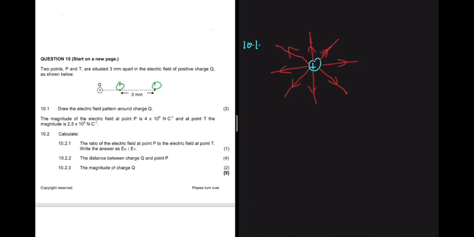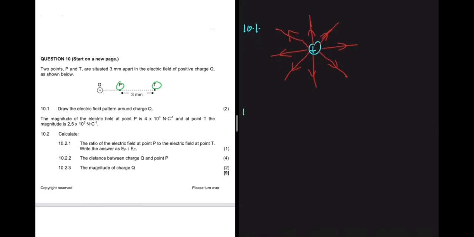So we are told now that the magnitude of the electric field at point P is 4 times 10 to the power 6 newtons per coulomb. For the sake of clarity, let's write that down before we solve any problems. So the electric field at P, we're calling that EP, is equal to 4 times 10 to the 6 newtons per coulomb. And then at point T, the magnitude is 2.5 times 10 to the 5 newtons per coulomb. So again, ET is equal to 2.5 times 10 to the power 5 newtons per coulomb.